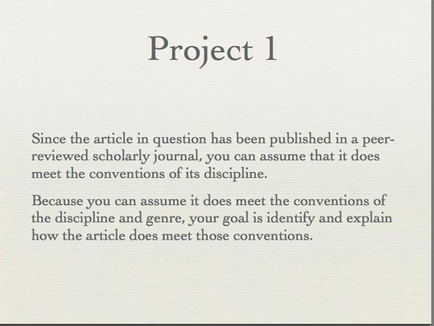Since the article in question has been published in a peer-reviewed scholarly journal, you can assume that your article does meet the conventions of its discipline and of its genre. Because you can assume it meets the conventions of the discipline and genre, your goal then is to identify and explain how the article meets those conventions. So you can assume that it does, but then what you want to look at is how it does so.